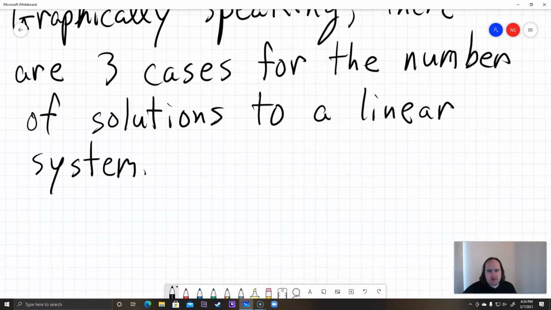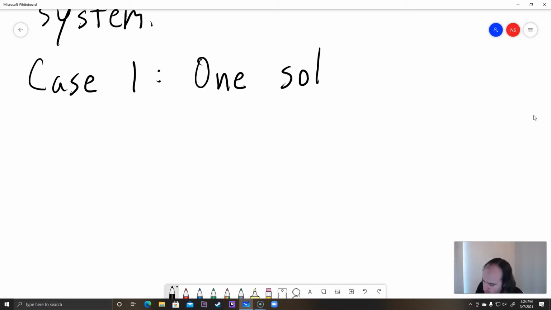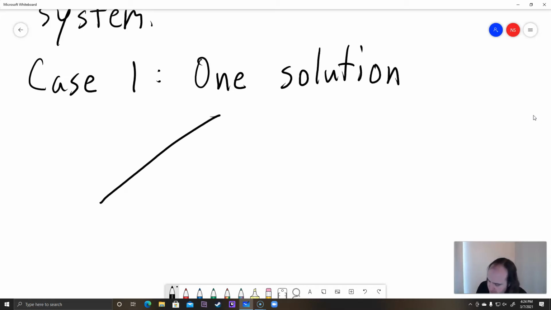Okay, so that's actually the first case, and that's the most common case. Case 1 is what we saw for the first 3 examples, which is one solution. And what does that look like graphically? Well, graphically, you're just going to have 2 lines that are diagonal. Well, they're usually diagonal. They don't have to be diagonal, but they usually would. They would either have to be diagonal or they would have to be horizontal and vertical. So it's one of those.